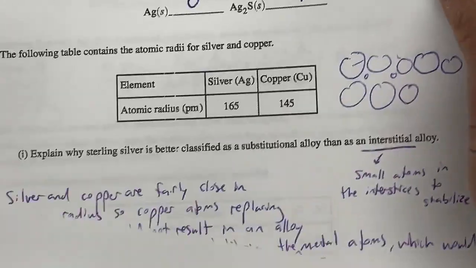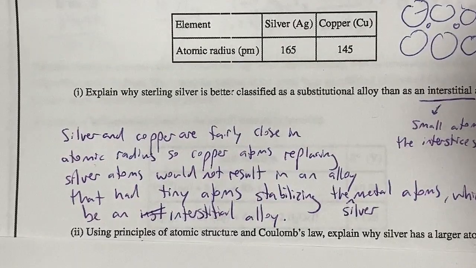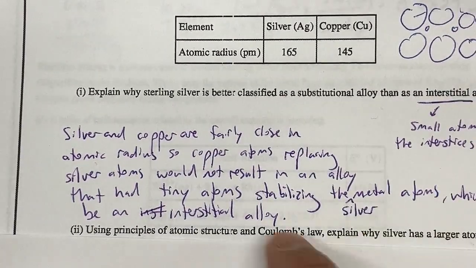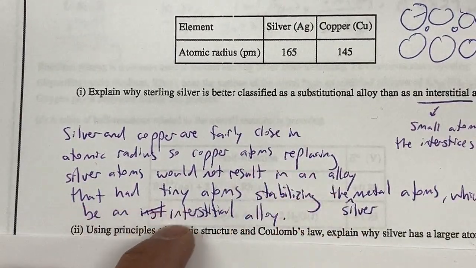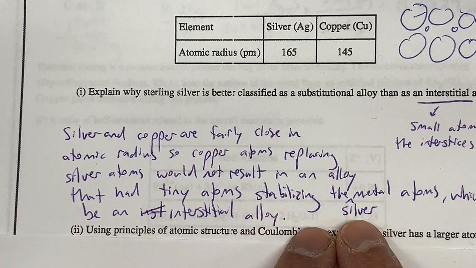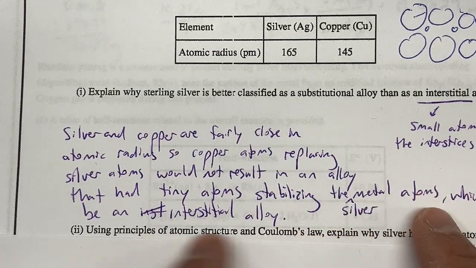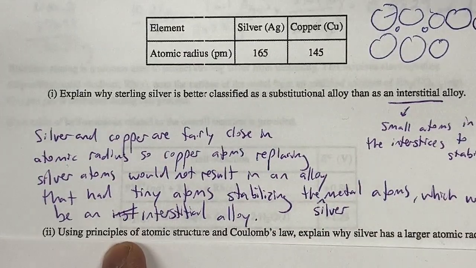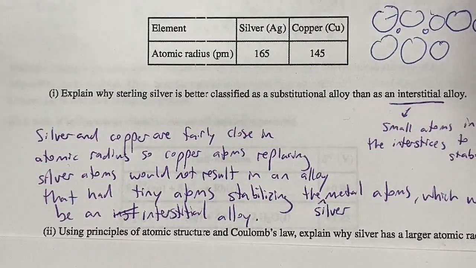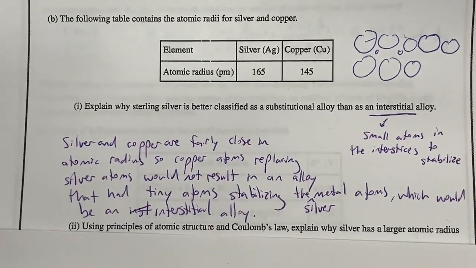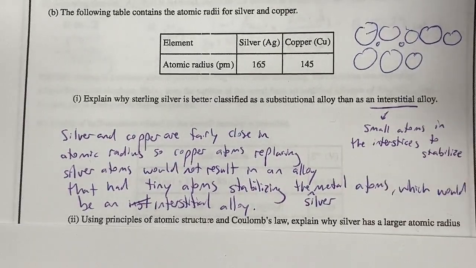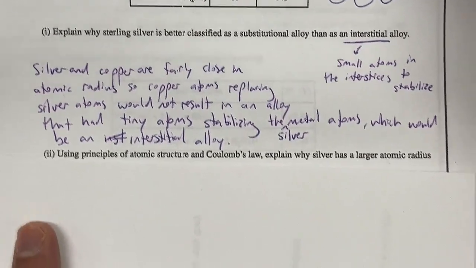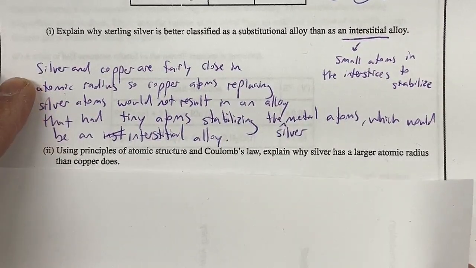And so I just wrote down silver and copper are fairly close in atomic radius. So copper atoms replacing silver atoms would not result in an alloy that had tiny atoms stabilizing the silver metal atoms, and that would be an interstitial alloy. So I just gave my best shot at this answer. Not sure how they want it answered, but I'm sure that's 1 point. No guarantees, of course, on any of these. This is just my interpretation of the question.